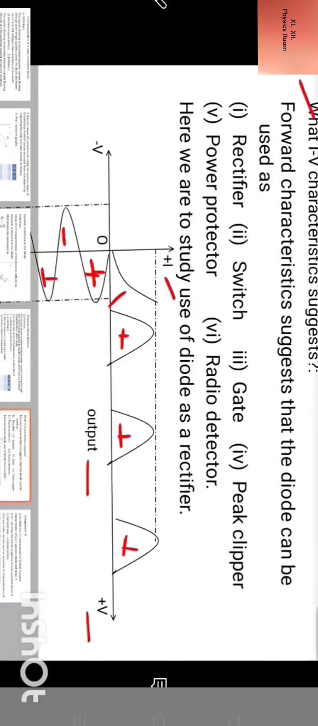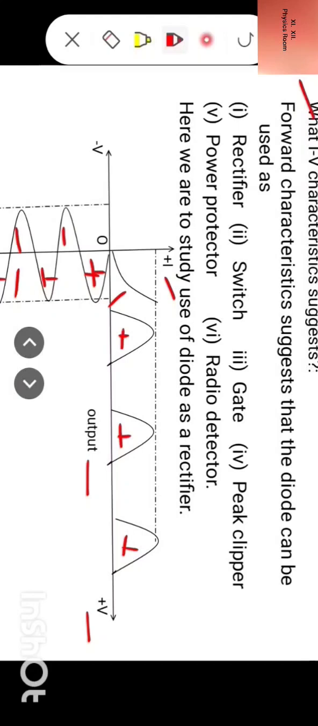Okay. So this way, forward characteristics suggest that the diode can be used as rectifier, can be used as switch, can be used as a gate, can be used as peak clipper, can be used as power protector, and also can be used as radio detector. Here we are to study use of diode as rectifier only and not other applications.